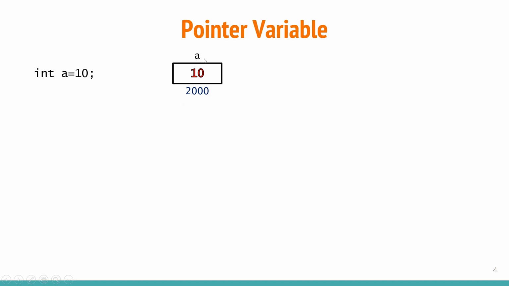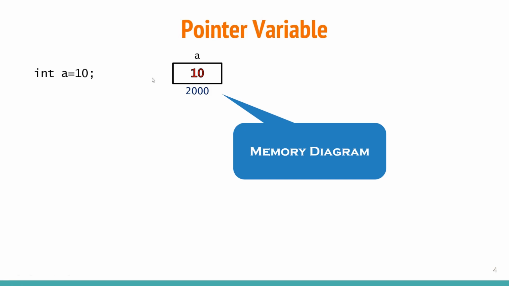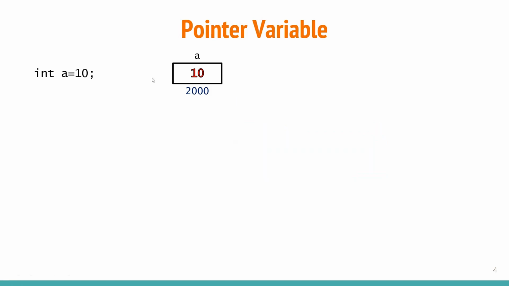The character that is specified here is referred to as the variable name. So the name of the variable is shown at the top. I will call this type of representation a memory diagram, and this helps programmers tremendously to analyze several bugs in the program. So we will be using memory diagrams extensively to understand various features of C. In this session, we will use memory diagrams to better visualize and understand the concept of pointers.